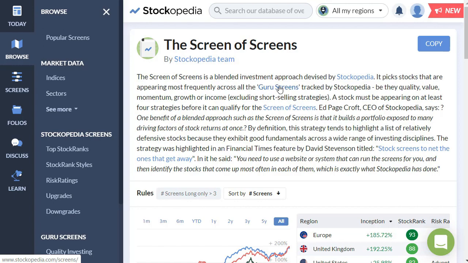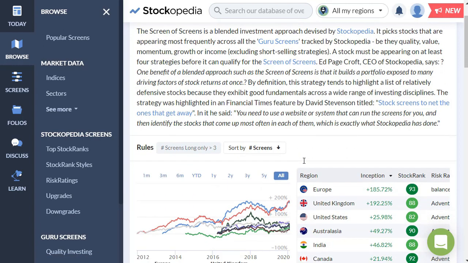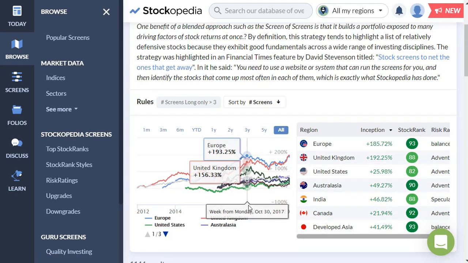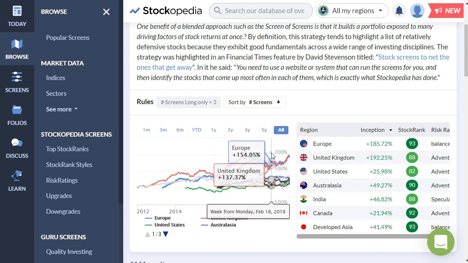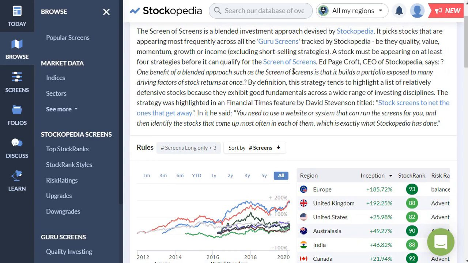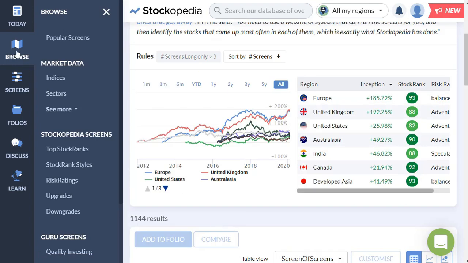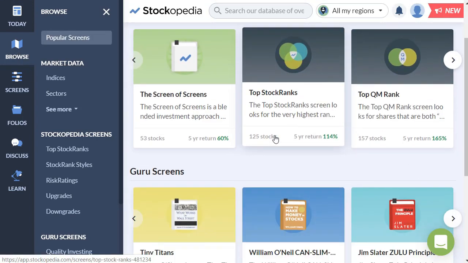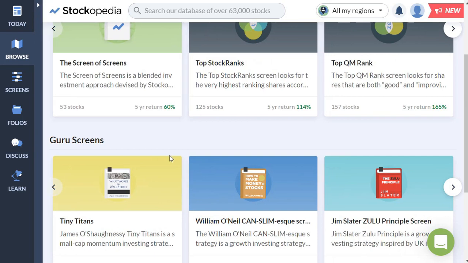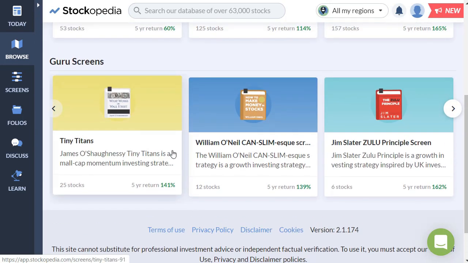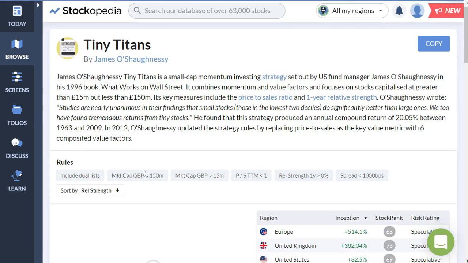And let's just return to the guru screens. They are defined by different high profile investment gurus, and here we want stocks that are a buy with a lot of different gurus. So there are some companies down here. Let's just go back to the browse button here, because we have the guru screens down here. And if you have read some different investment books, then you might know some of these names. There's The Tiny Titans by James O'Shaughnessy, as you can see here.